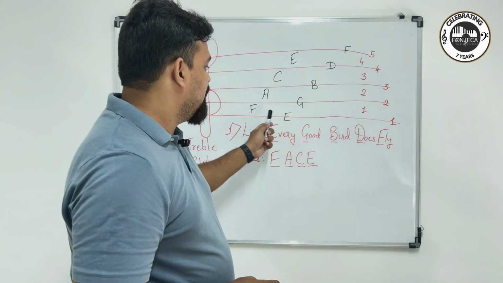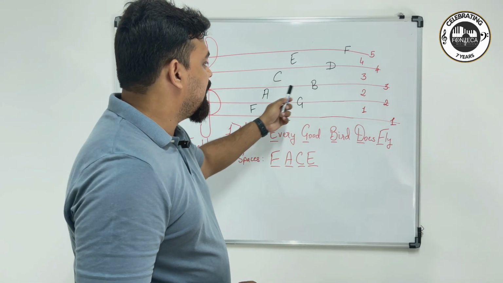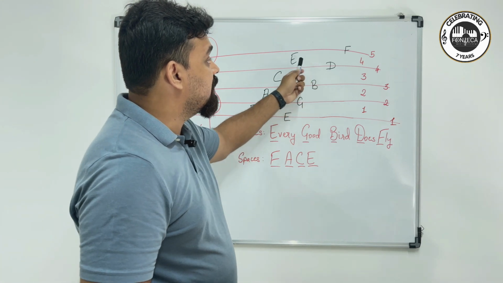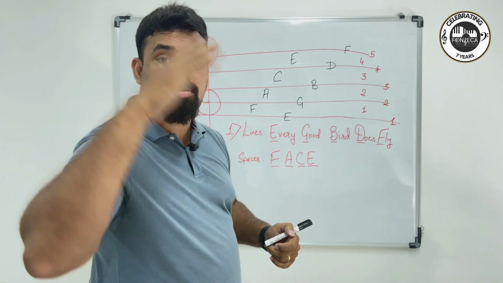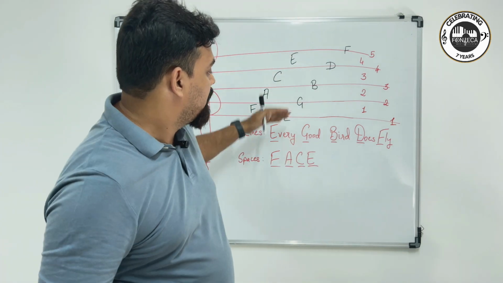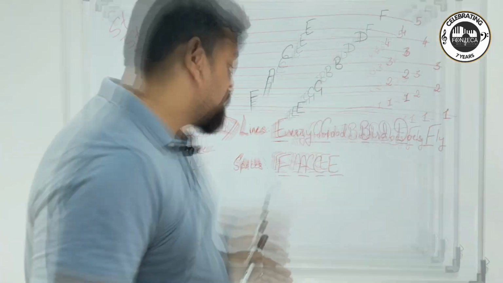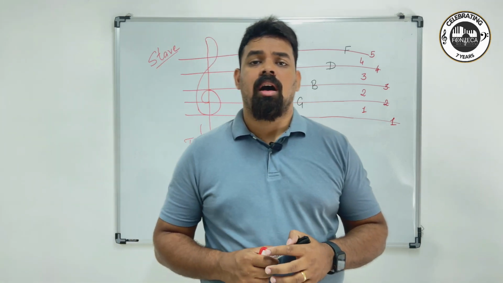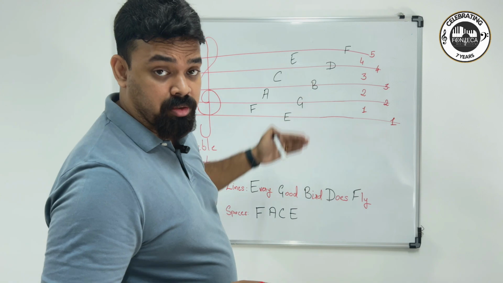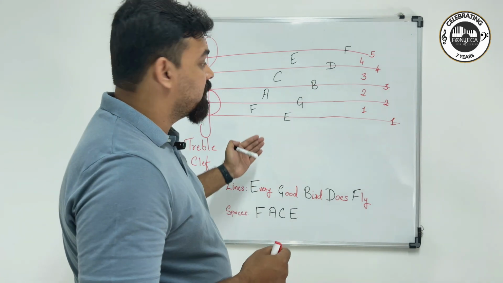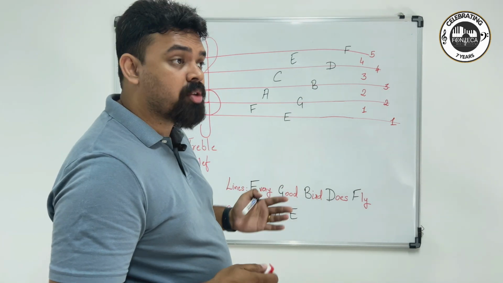So we have E, F, G, A, B, C, D, E, F, and it doesn't end there. It goes on ahead, up as well as down. So as we can see, our 5 lines and 4 spaces are already occupied with these notes. Now there's no more space to write the next notes. So what do we do?